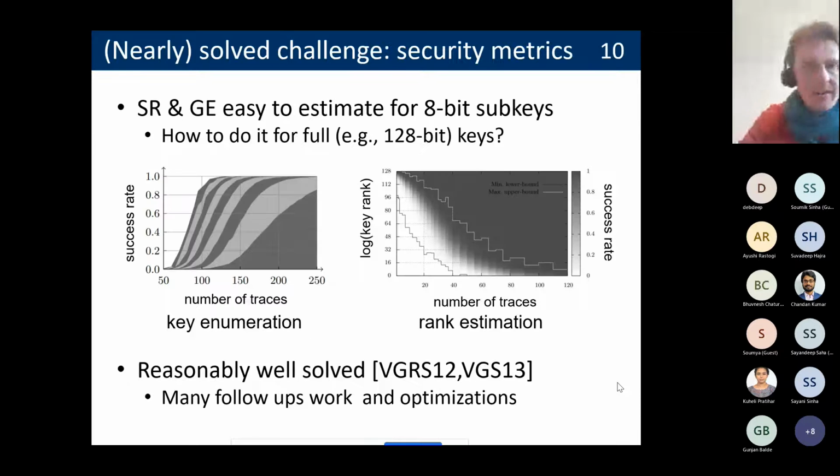Good. So one thing that is, I would say, nearly solved is the problem of security metrics. What is the problem there? If you take the success rate or the guessing entropy, it's very easy to estimate if you have an 8-bit subkey. So if you do a divide and conquer attack and the attack works perfectly, it's not so easy to do if you want to estimate the success rate or the guessing entropy for a 128-bit key, and you are not in the trivial situation where every key byte was completely successful.